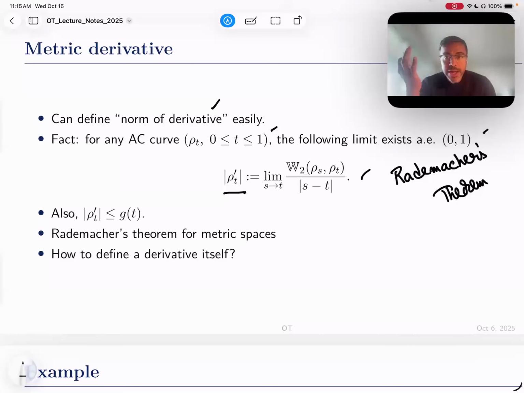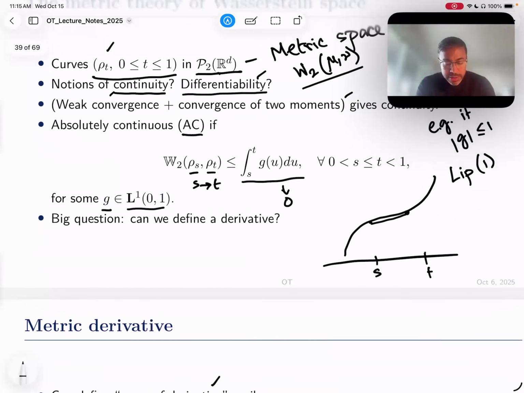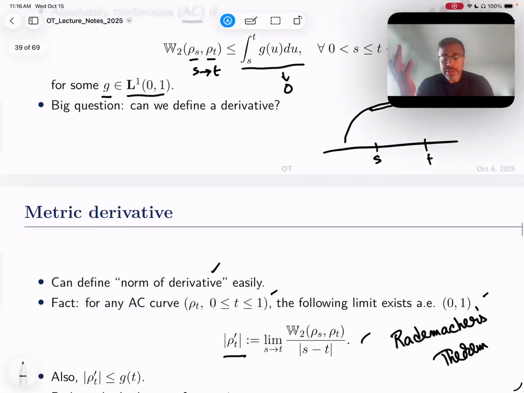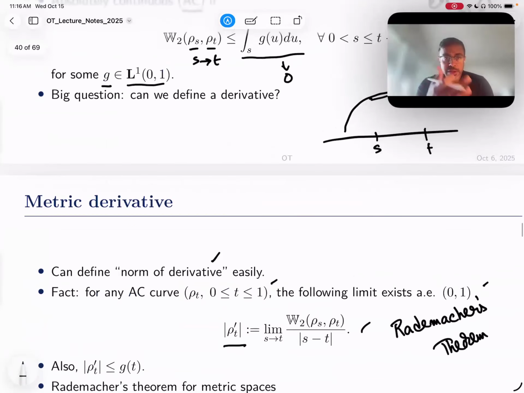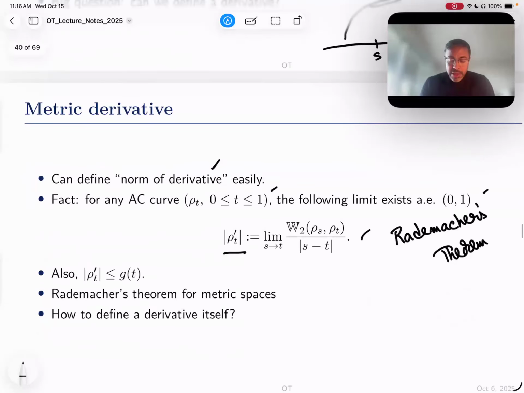It's easy to see why this limit would exist. As I said, this is basically Rademacher's theorem. When you have a curve like this, W2 is the integral of g u du, you're essentially asking for a Lipschitz property, because if g is bounded or you reparameterize time, you're essentially asking for a curve that is Lipschitz. Rademacher's theorem would say that in Euclidean spaces, Lipschitz functions are differentiable almost everywhere. But basically, the same proof works in a metric space. In a metric space, one can show that if you have some sort of Lipschitz property, which is what absolute continuity over here is, then you can actually find this limit, and this limit will be less than g t.